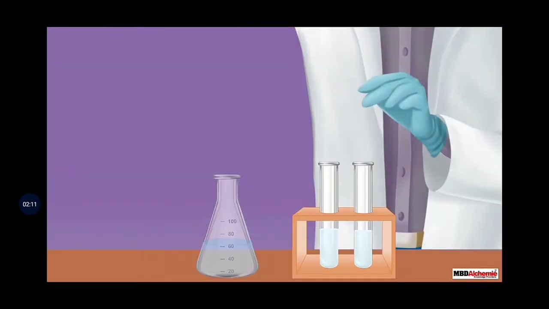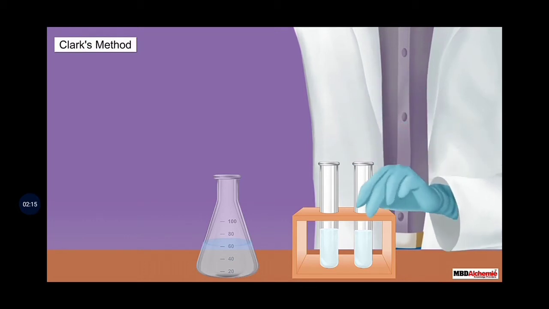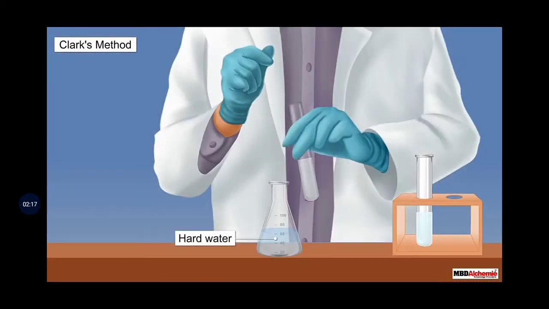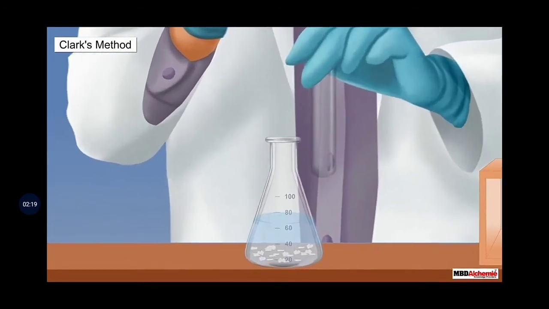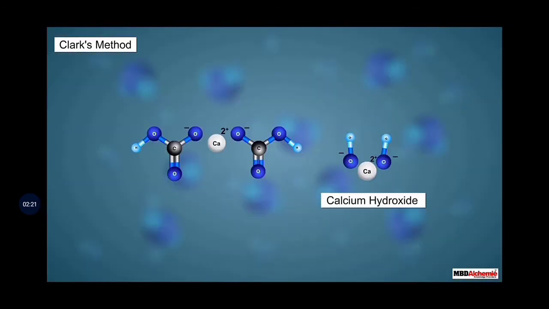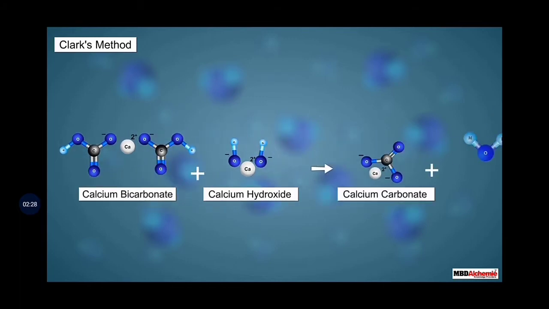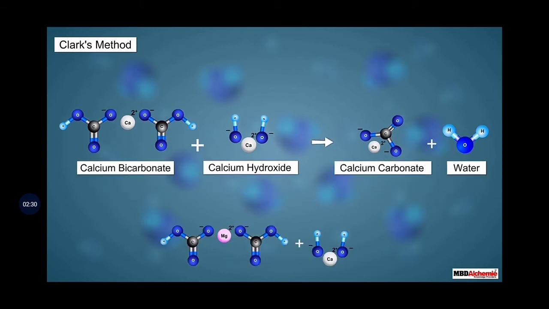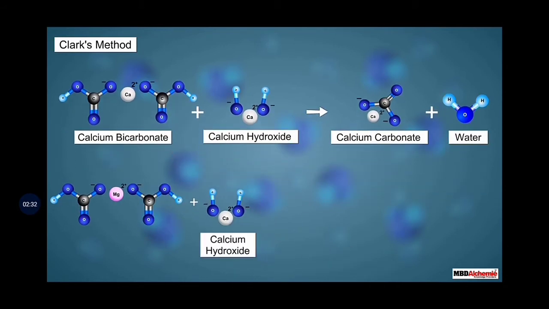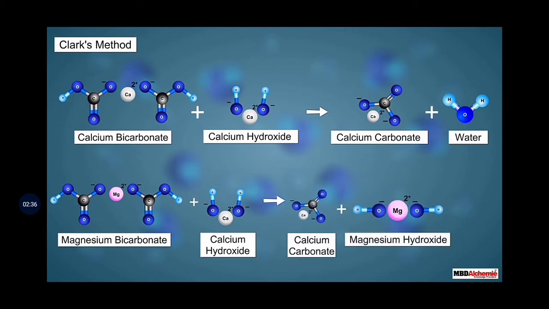Another method to remove temporary hardness of water is Clark method. In Clark method, some amount of lime is added to hard water. Lime, which is chemically calcium hydroxide, reacts with calcium bicarbonate to form calcium carbonate and water. At the same time, lime also reacts with magnesium bicarbonate to form calcium carbonate, magnesium hydroxide, and water.